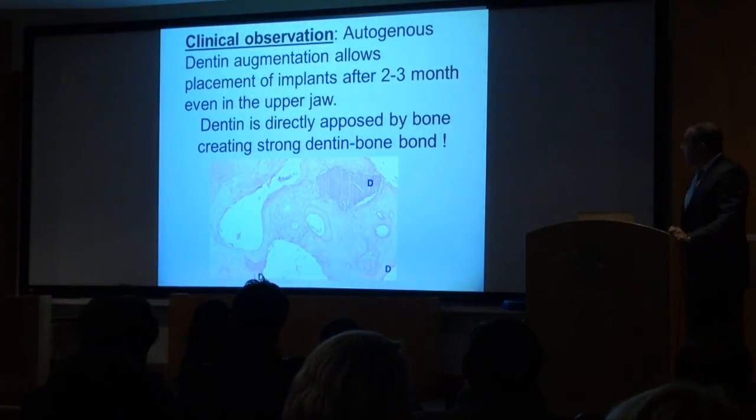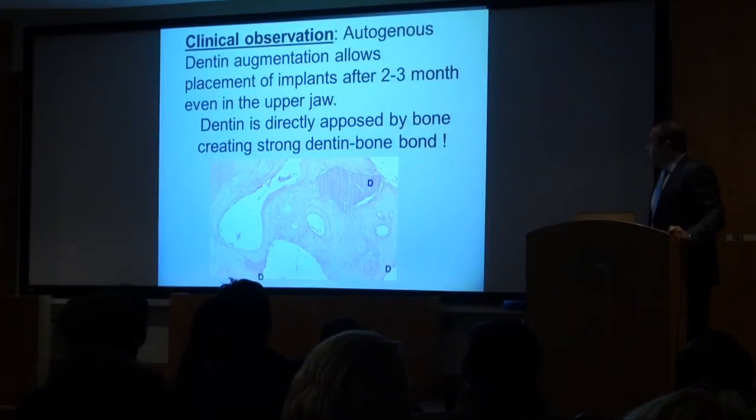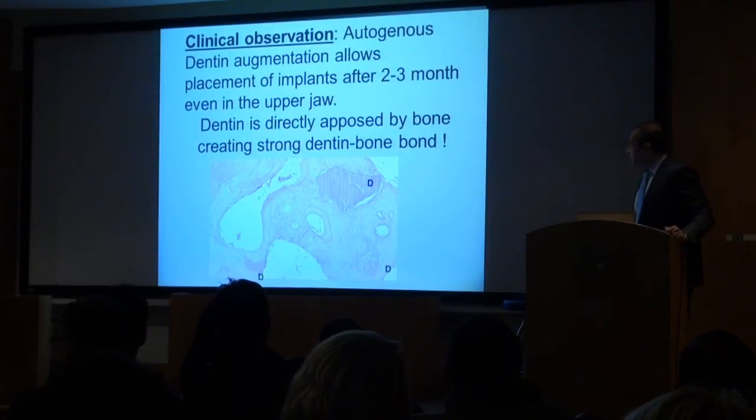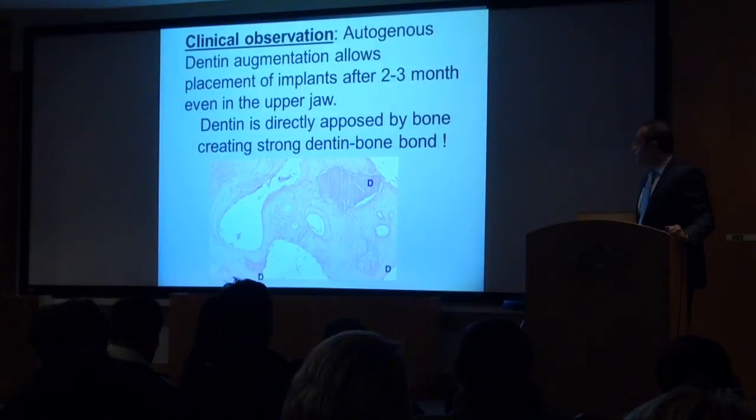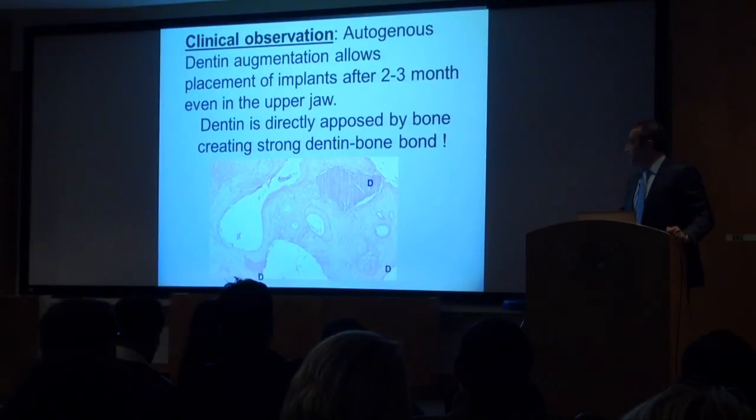From the clinical observation, we can see that dentin augmentation allows placement of implant after 2-3 months, even in the upper jaw, and as we already showed you, the dentin is directly opposed by bone, creating a strong bone-dentin interface. We don't wait for remodeling. We don't wait for new bone formation. The bone-dentin interface is enough for us. We can go through this bone, with an excellent result.